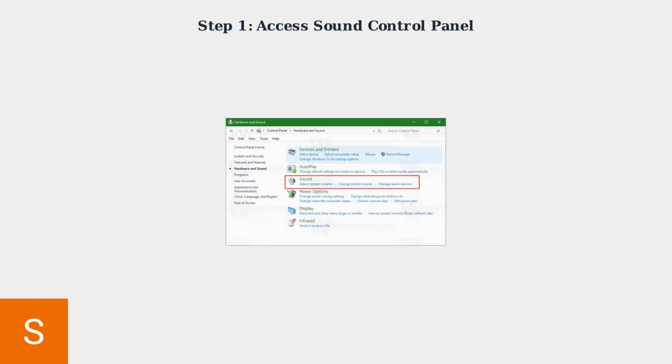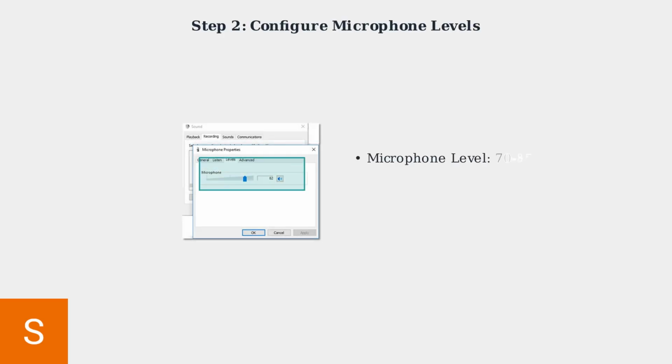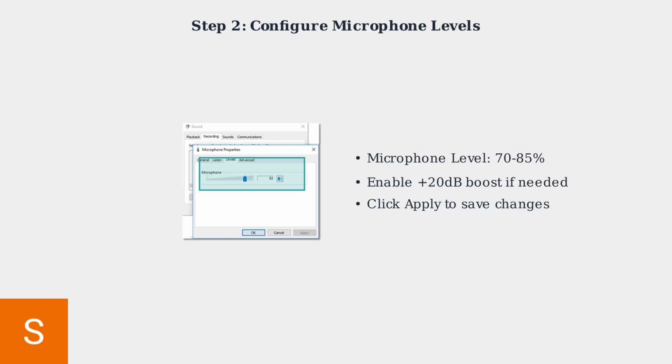First, access Windows sound settings by right-clicking the sound icon in your taskbar and selecting Sound Settings. Then navigate to Sound Control Panel. Select your HyperX microphone, go to Properties, then the Levels tab. Set the microphone level to 70 to 85% initially. If needed, enable the +20 decibel microphone boost.